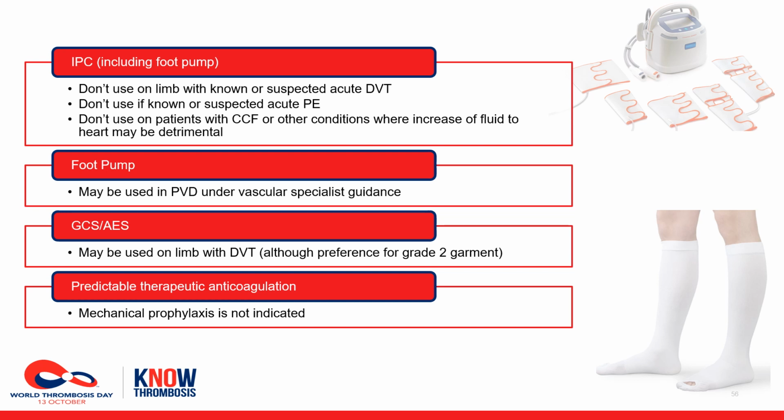And look, if someone's on predictable therapeutic anticoagulation, such as the newer DOACs, or their INR's 2.6 on warfarin, or they're on therapeutic clexane, then mechanical prophylaxis really becomes redundant, and it's just another thing to create a falls risk or a pressure injury risk. So please, if they've been commenced on therapeutic anticoagulation, then consider removing mechanical prophylaxis entirely.